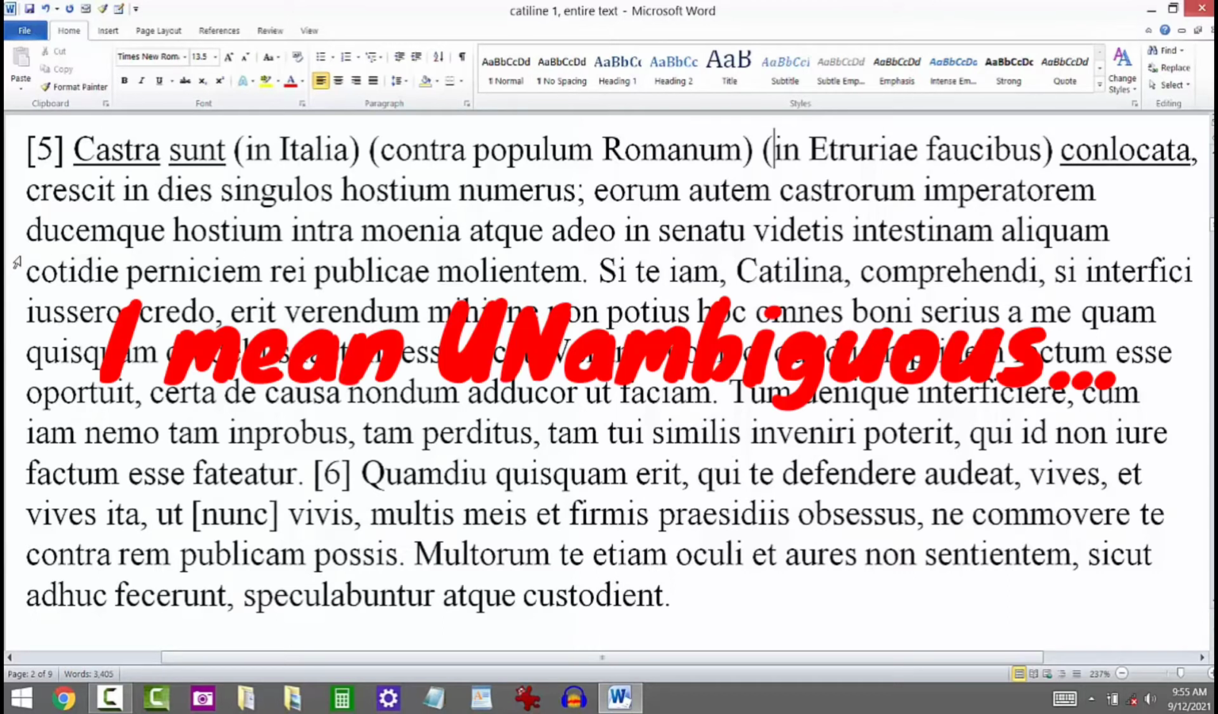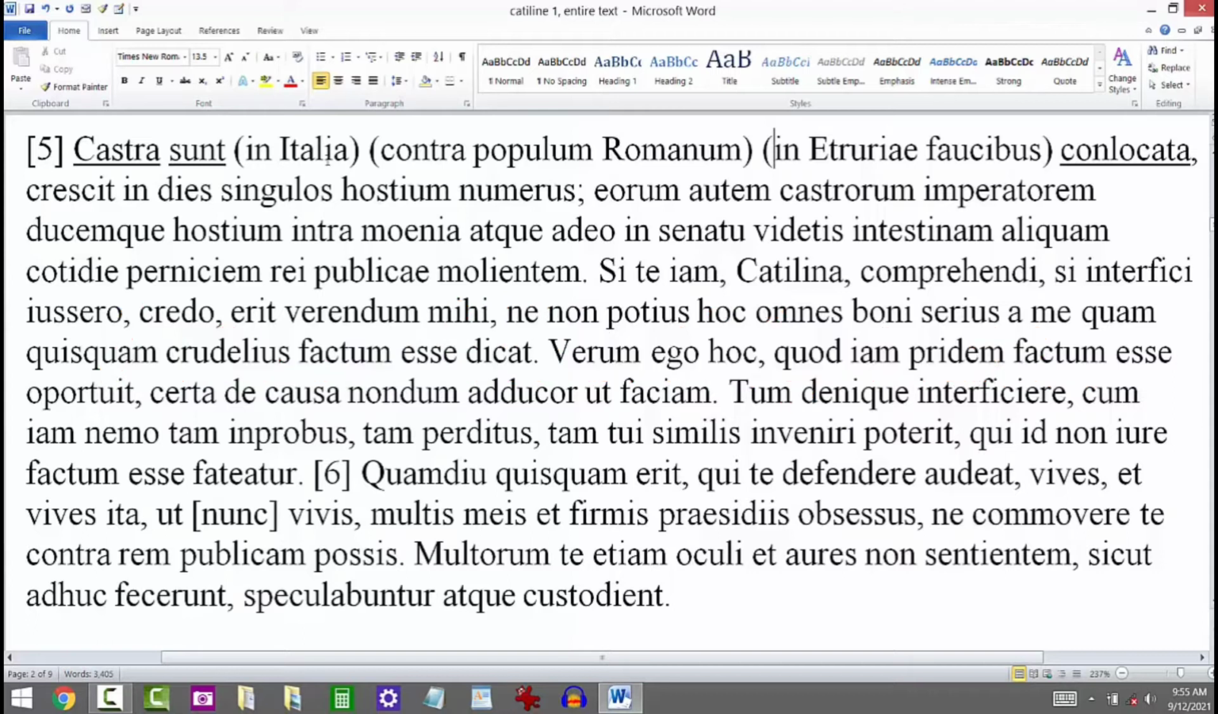Crescit in dies singulos hostium numerus. All right. Any ambiguous nominative there? Numerus. Let's use it. Has to be the subject, doesn't it? So without even knowing what the verb is, we know that it has to be a third person singular, don't we? And there it is, crescit. It's almost like magic, isn't it?